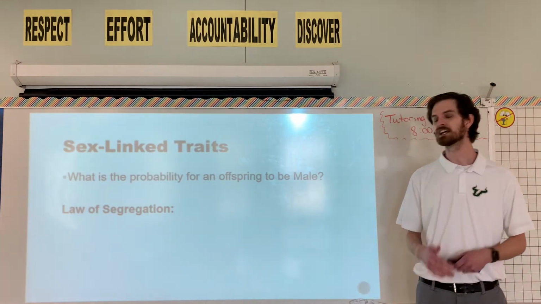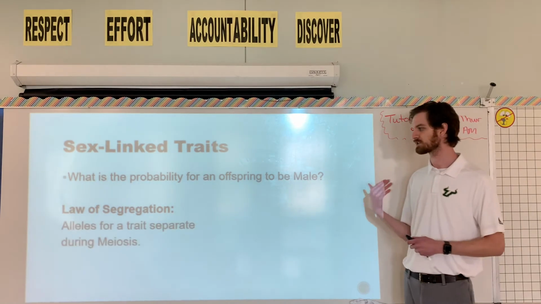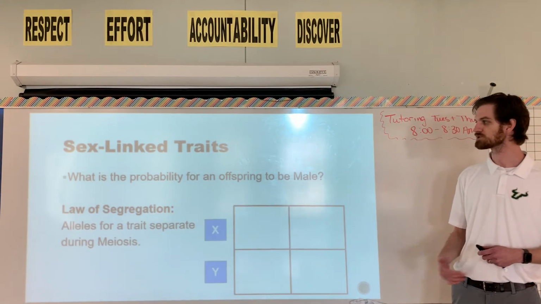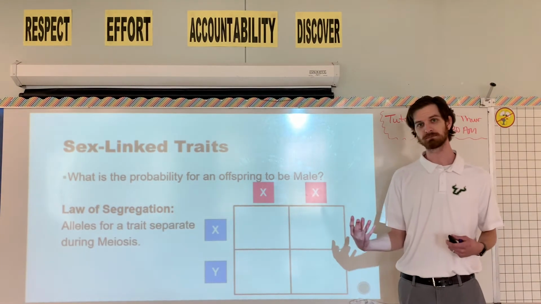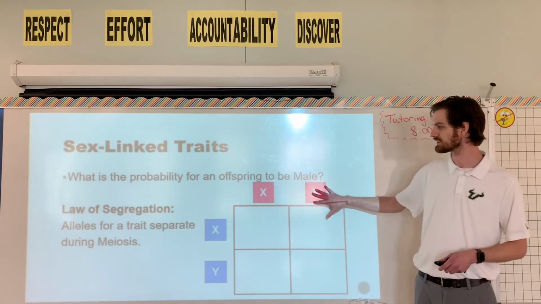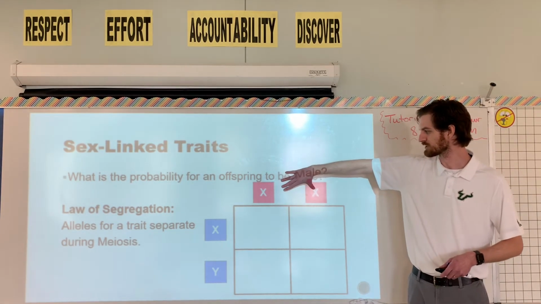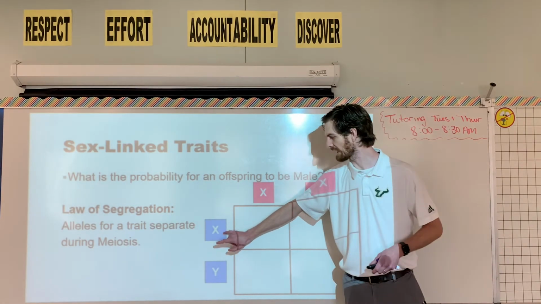All right, sex link. Whenever you're talking about sex link, you have to correspond with male or female. So again, this is using that law of segregation where we split up the alleles. Now females have 2 X alleles because their genotype is XX. Males have an X and a Y.